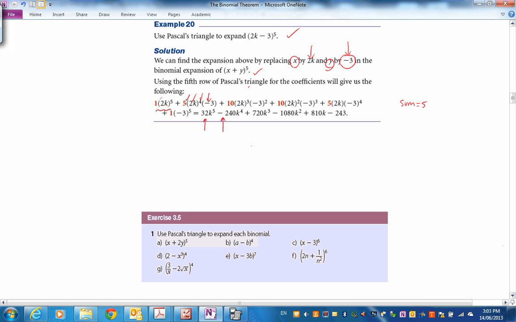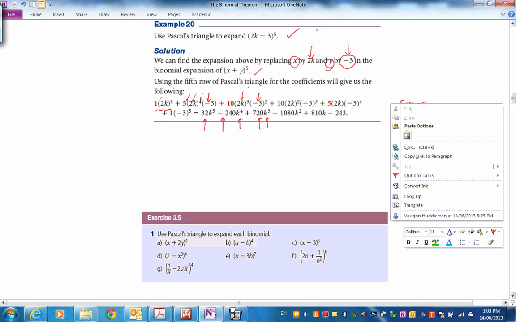So we're going to simplify some of these terms now. And then there's k to the 4th. Let's look at this one. (2k) cubed is 8k cubed by 10 is 80, and (neg 3) squared is positive 9, so that's 720k cubed. So you've got to keep your wits about you here. Everything in the brackets, including the negative sign, has to be raised to that power.